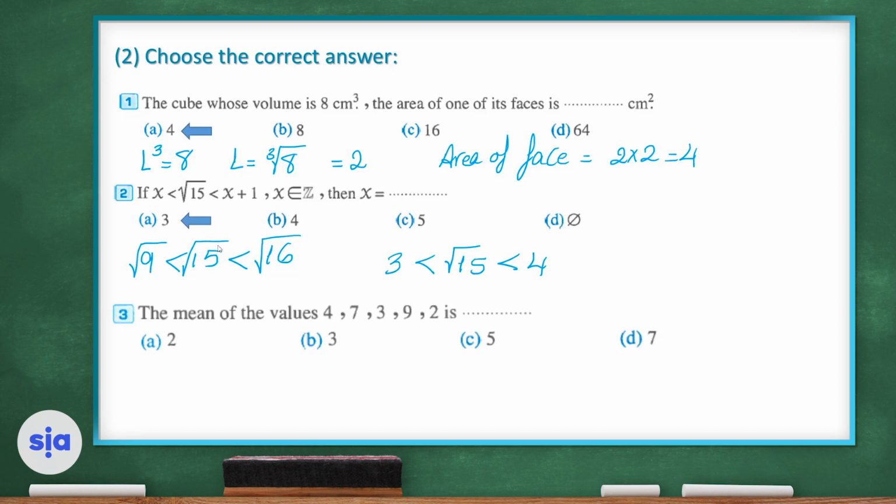Question 3. The mean of these values is what? To find the mean, we get the sum of all the values, 4 plus 7 plus 3 plus 9 plus 2, divided by how many values are these? There are 5 values, so the mean is 5. Question 3, its correct answer is choice C.